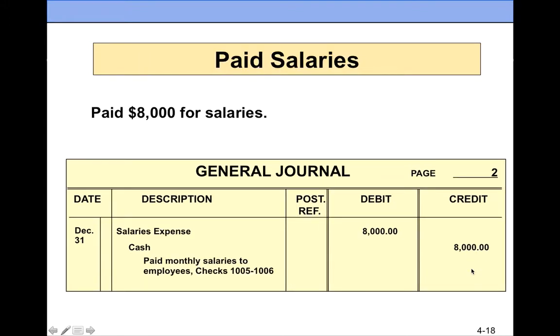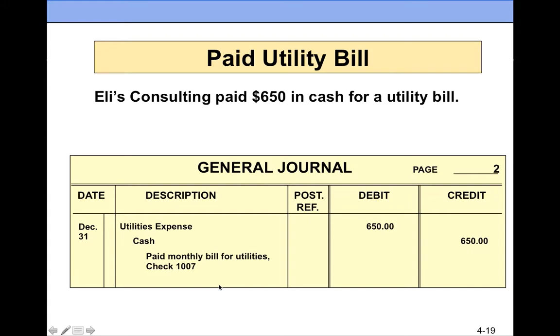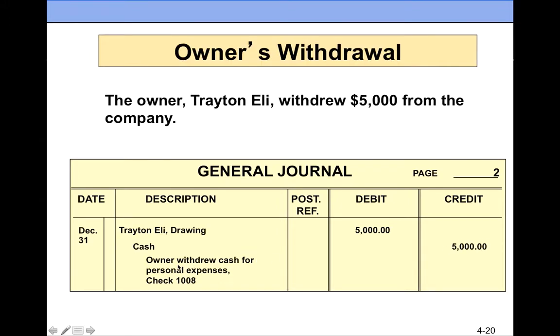I paid 8,000 for salaries. This is the debit, so expense is debit, cash is credit, and then the description. And I paid the utilities bill, debit the utilities expense, credit cash, and write the description, paid monthly bill for utilities, check number is your reference. And then the last transaction, the owner withdrew 5,000, debit drawing, credit cash, write the description.